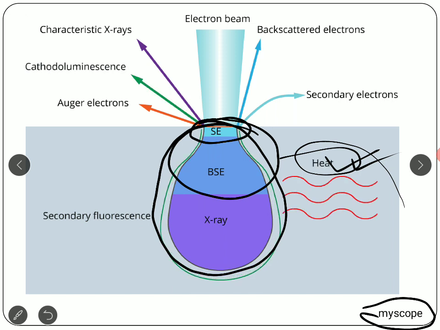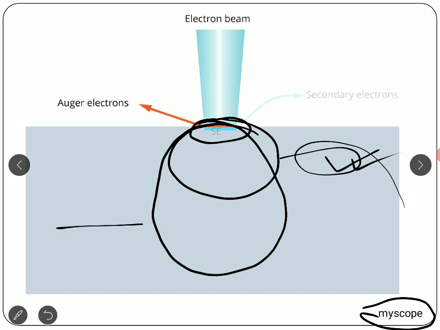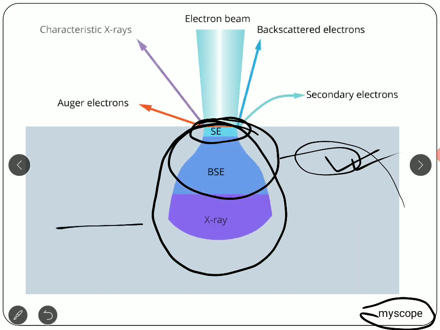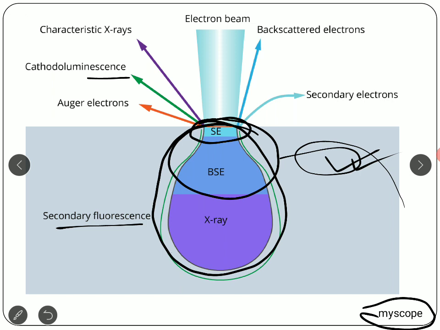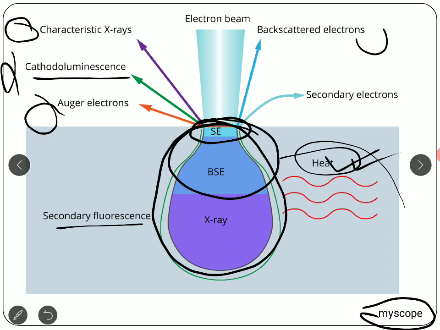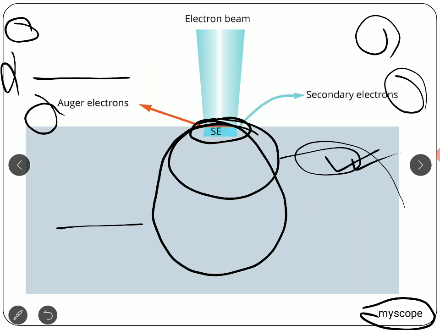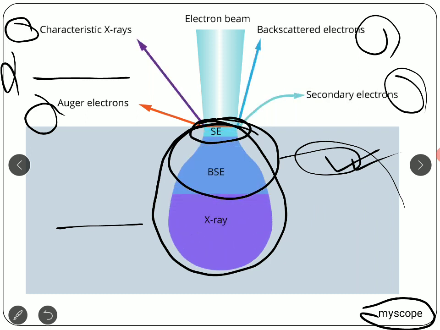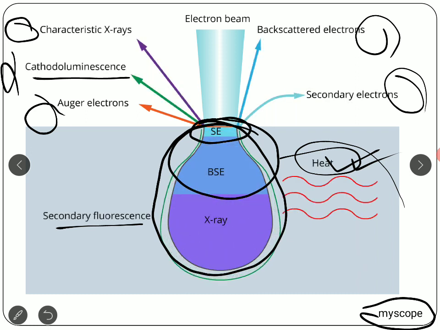We also have something called secondary fluorescence, which you can relate to the cathodoluminescence. So you put your detectors at different positions to detect these signals and analyze the samples. This is a very important image, and if you can see there, we basically have a diameter and so on.